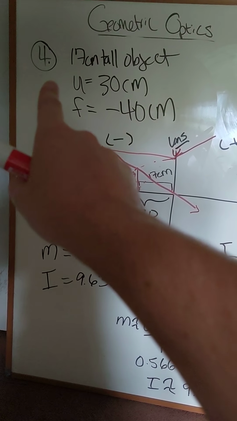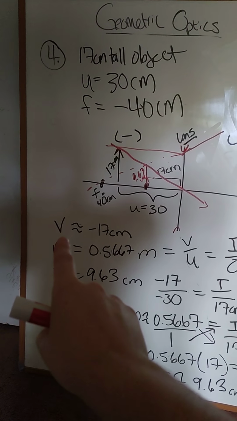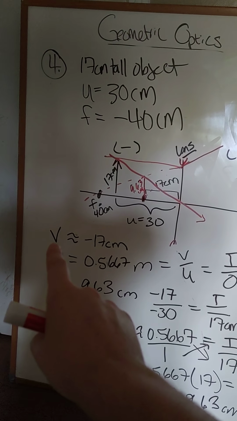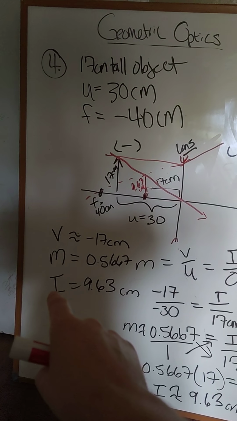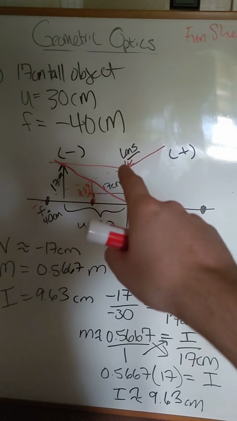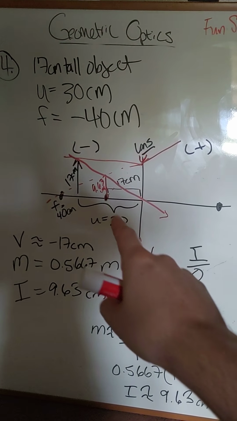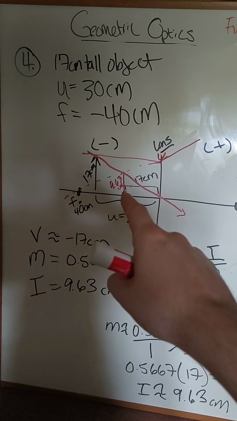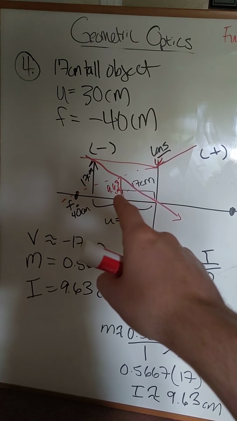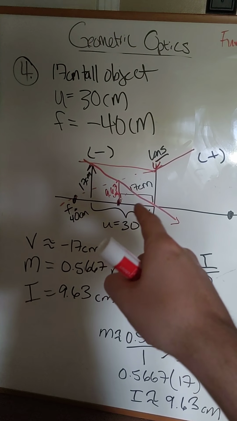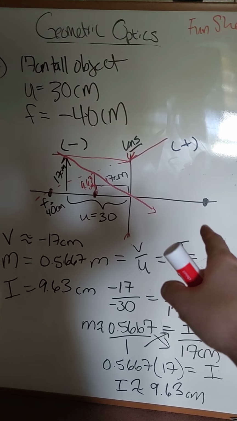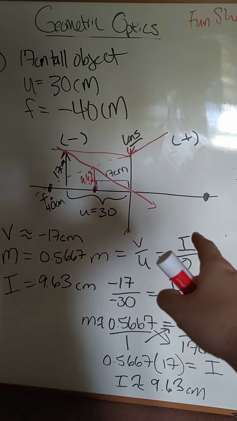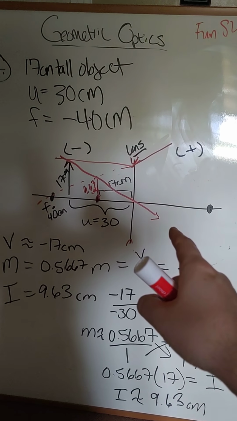So number 4, we've got our image distance, our magnification, our image size. We have a minus lens. Our image is upright, so it is an upright or erect image, but it is virtual because it is on the left side of the lens and does not travel through.